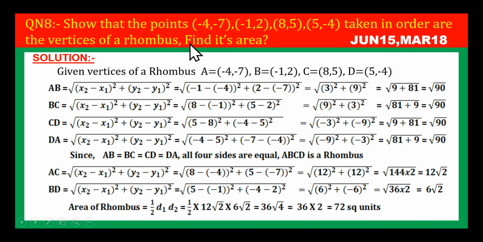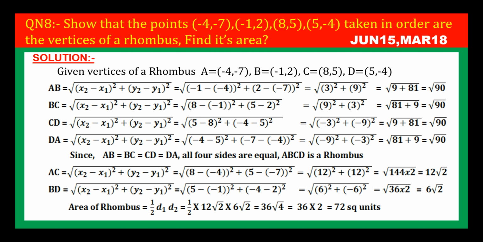Now, what is the second part of the problem? You have to find its area also. Let us recollect the formula to find area of a rhombus. What is the formula to find area of a rhombus? Area of the rhombus is equal to half into d1 into d2. d1 is the length of the first diagonal and d2 is the length of the second diagonal.